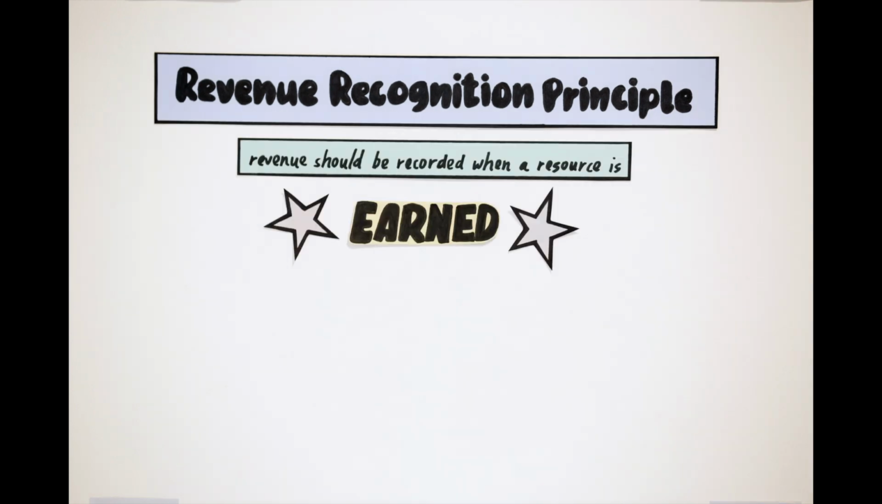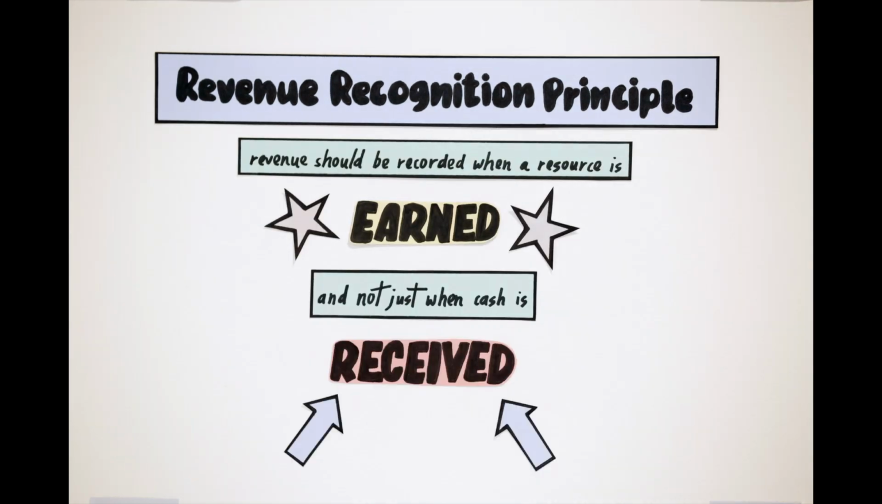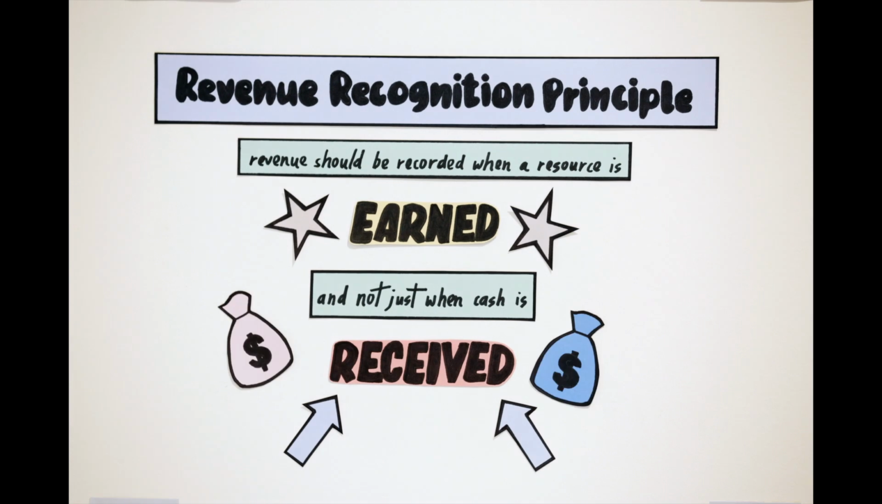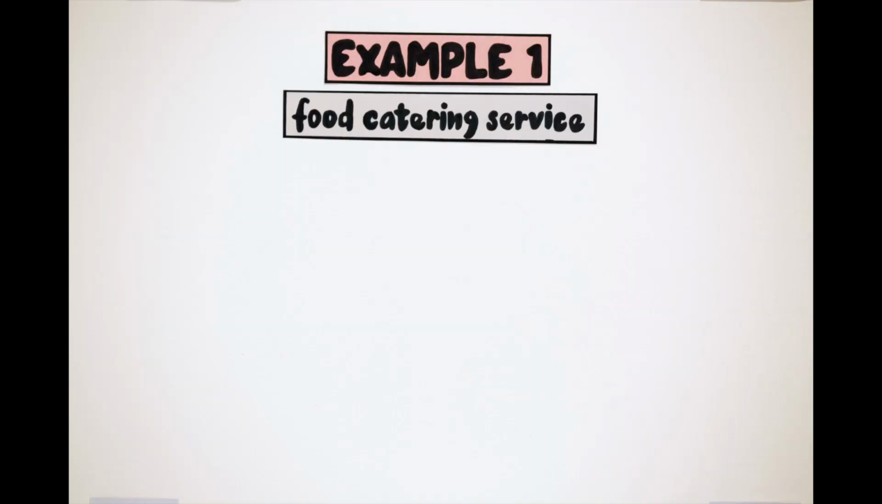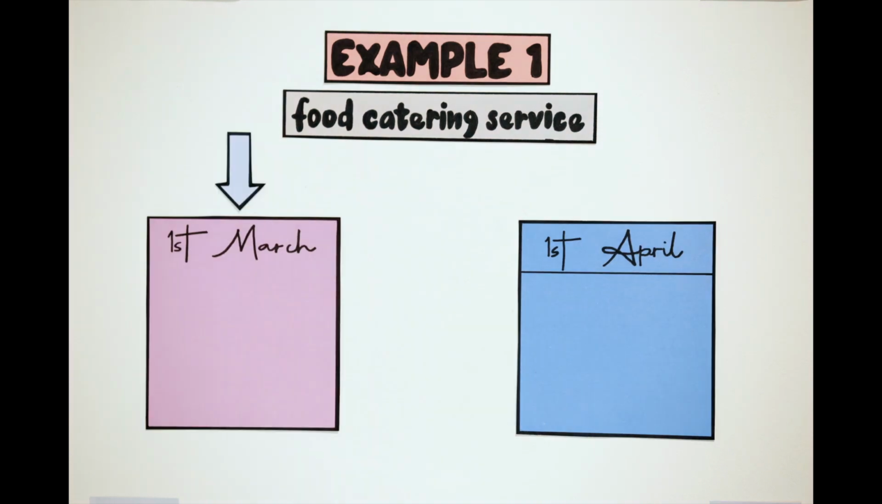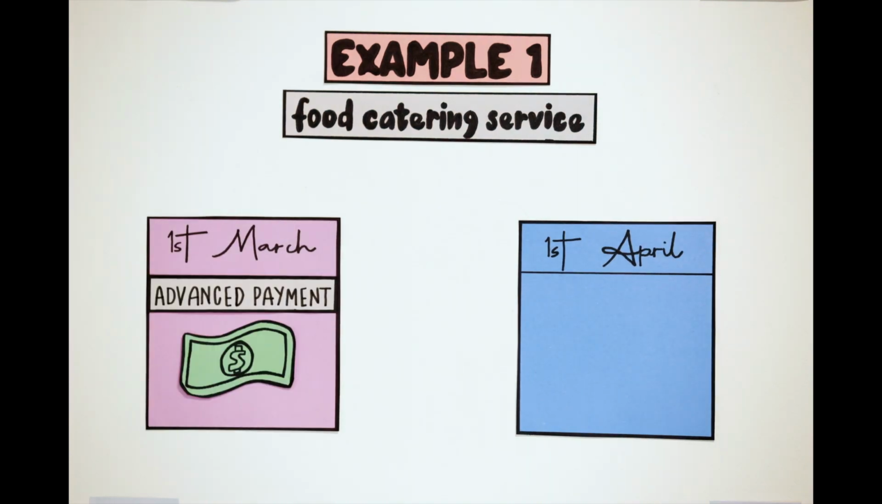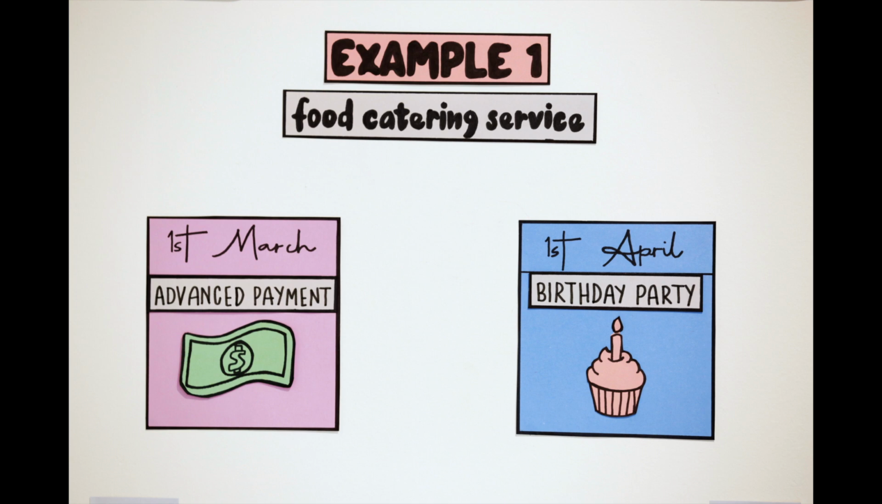So the revenue recognition principle is the principle that revenue should be recorded when a resource is earned and not just when cash is received. So let's unpack this definition a little bit by examining two examples and identifying the associated key concepts. So, example 1. Imagine you work for a food catering business, and on the 1st of March, a customer makes an advance payment to cater a birthday party, taking place on the 1st of April.